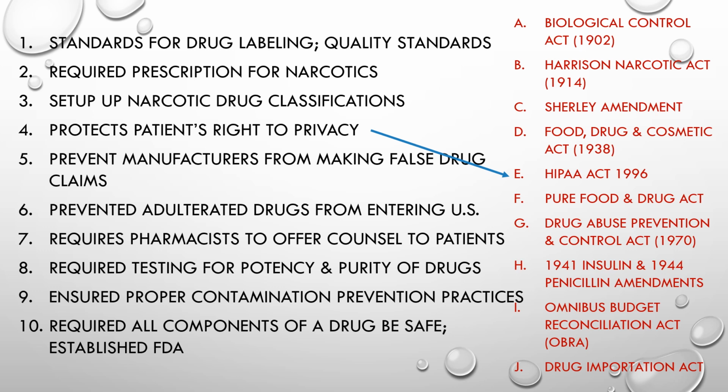The patient's right to privacy, that was the HIPAA Act of 1996. Prevent manufacturers from making false claims, that was the Shirley Amendment. Prevented adulterated drugs from coming into the U.S., that was that Importation Act. Required pharmacists to offer counseling to patients, that was the OMBRA Act. Required testing for potency and purity, those were the amendments, the insulin and the penicillin amendments. Ensured proper contamination prevention was the Biological Control Act of 1902.